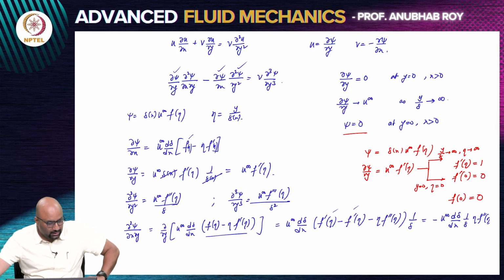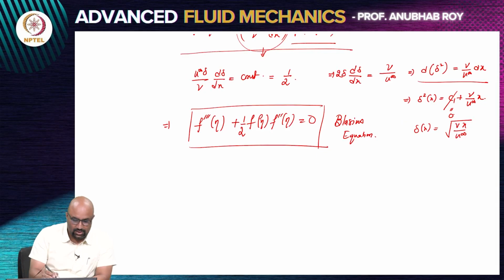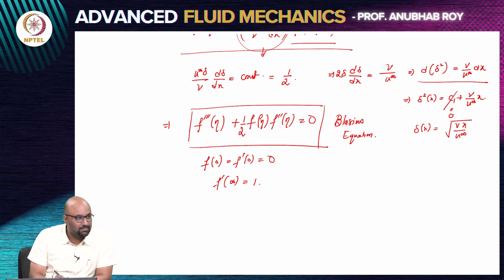You have obtained a third order differential equation, so you need 3 boundary conditions. The boundary conditions are f of 0 and f dash of 0 are 0, and f dash of infinity is equal to 1. And you know where they came from. F of 0 came from no penetration at the plate, f dash of 0 came from no slip at the plate, f dash of infinity came from matching with the free stream solution.